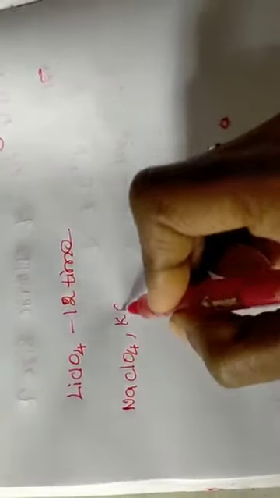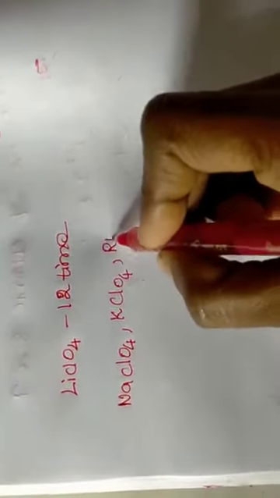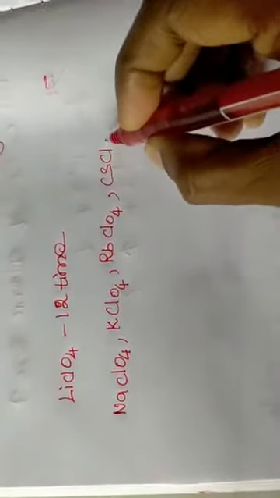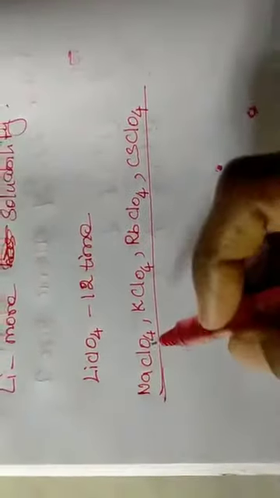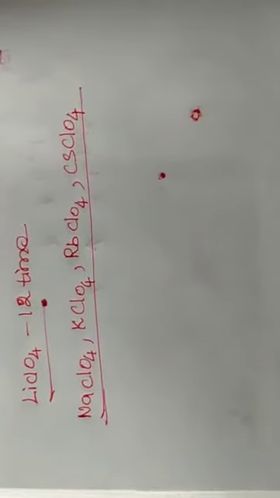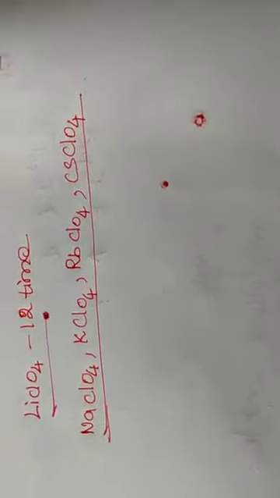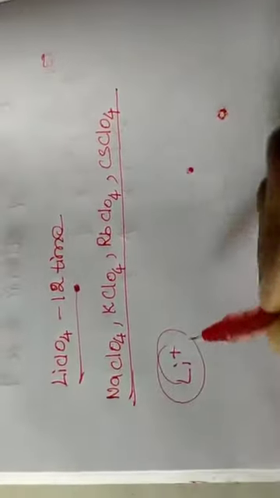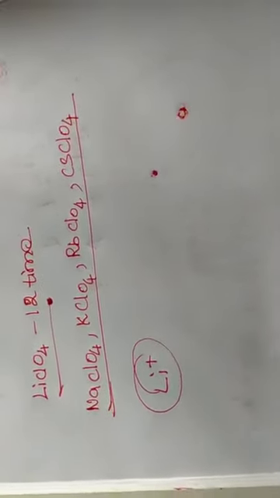Lithium perchlorate is 12 times more soluble than perchlorates like sodium perchlorate, potassium perchlorate, rubidium perchlorate and cesium perchlorate. So these salts are less soluble than lithium perchlorate. The solubility of lithium salt is due to the strong solvation of the smaller size ion, the lithium ion. Because of its smaller size, it has more solubility.